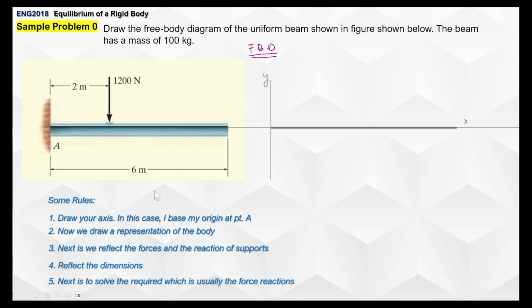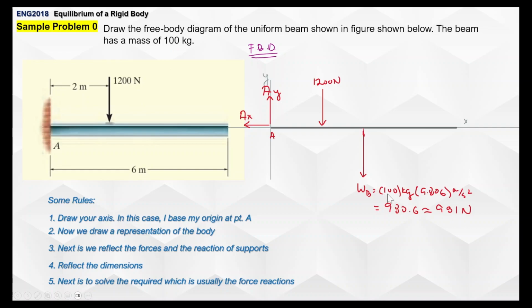Next, we reflect the forces. First things first, since this is a uniform beam, that's 100 kilograms there. It's supposed to be applied in the middle, so that's 3 meters away from point A. So that's 100 kilograms times 9.806. That's 980.6 newtons, or 981 newtons. Then of course that's 1,200 newtons applied 2 meters away from point A.